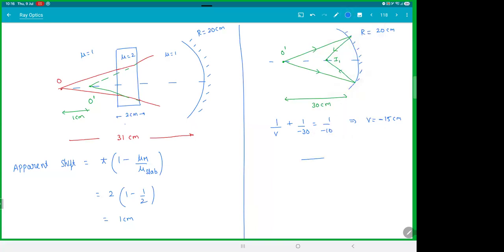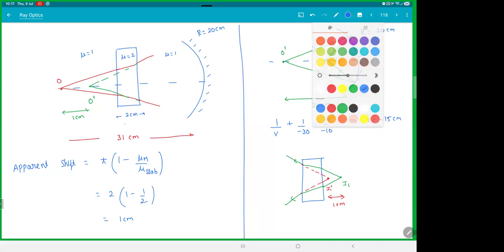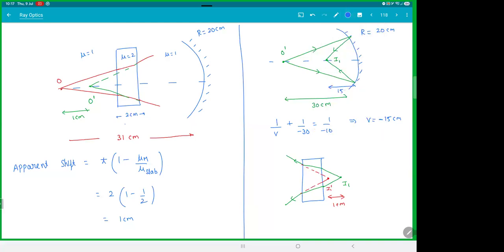Now, if you ask the slab again, boss, where are the light rays coming from? The slab will say the light rays are maybe somewhere here, at I1, and they're coming this way. So when they go through here, again there will be a shift, in the direction of the light rays. This is your I1 dash. And this shift is again 1 centimeter. So what is the final answer? This was 15 centimeters from the mirror, and you shifted 1 centimeter forward. The answer is 16 centimeters from the mirror on the left hand side. Is that making sense, everyone?